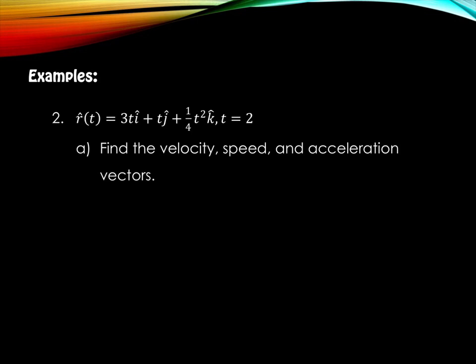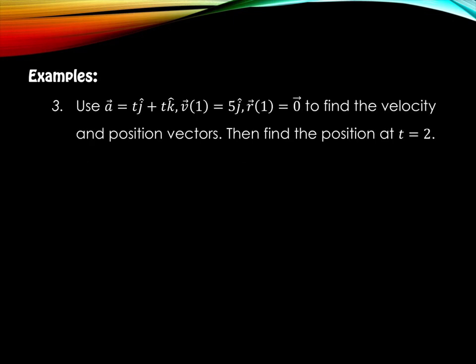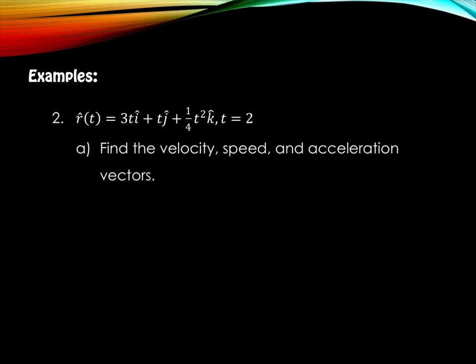So the question first asks, find the velocity, speed, and acceleration vectors. And then if we take a look more carefully, part B, which is the one I wanted us to do, the evaluation, is to evaluate it at our point t. So we'll do it within the screens they're set up this time. All right, so velocity first. So what is my velocity vector going to be? 3i plus 1j, or you could just write j if you wish, and then plus 1/2 t k.